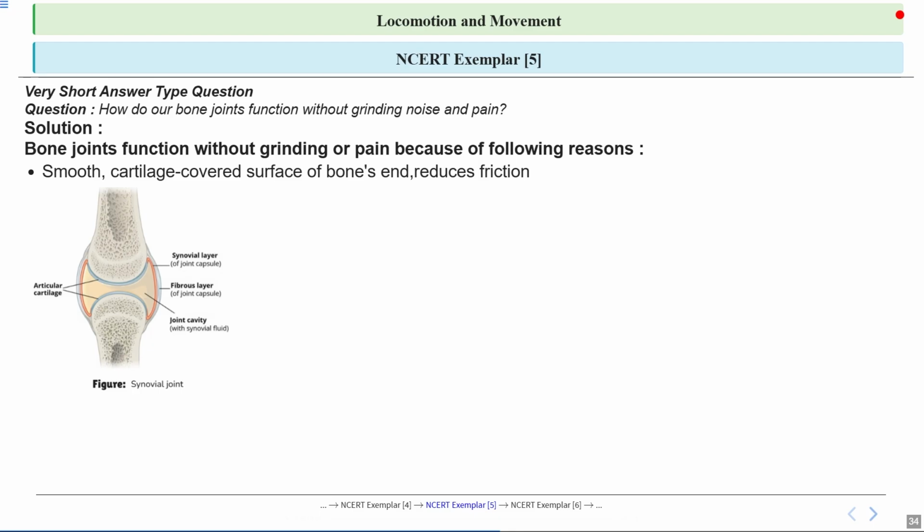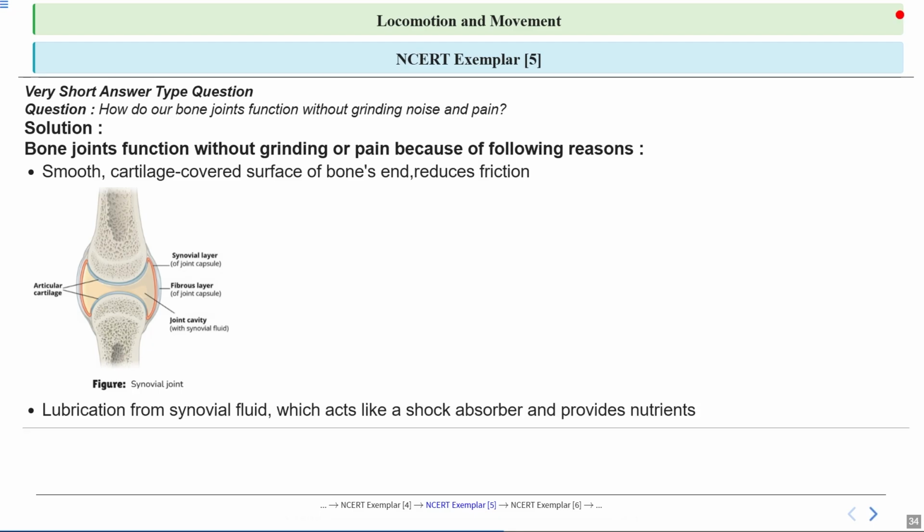Okay, so these all components are the main components which are responsible for the smooth movement of the joints. Okay, so this is the one which provides function without grinding or pain. So you have to remember that the smooth cartilage covered surface of bones reduces friction. And you can also see here the synovial joint, which contains synovial fluid, and this is the fluid that is important for lubrication. Okay, so you have to remember this point.